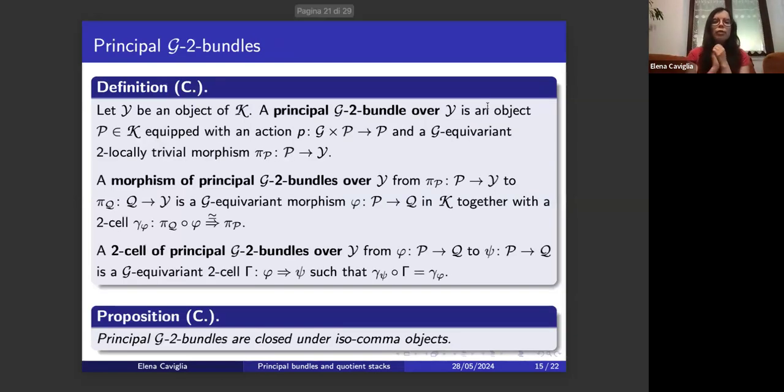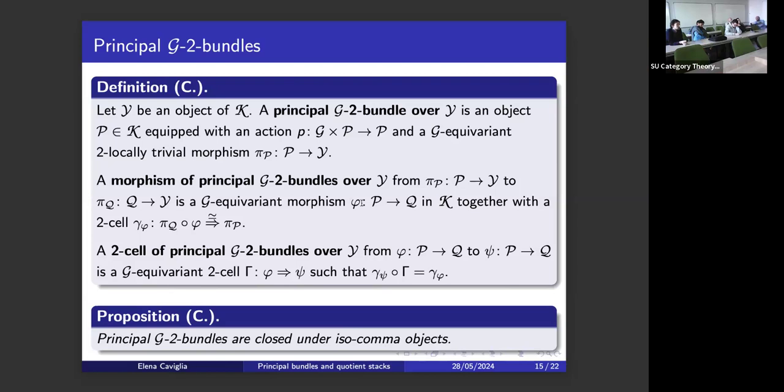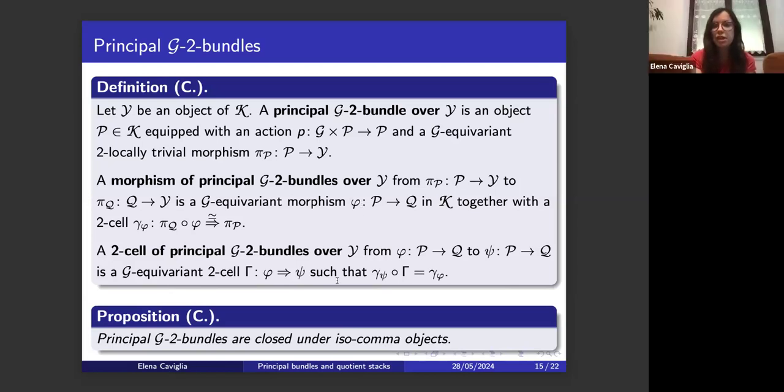And so now we can define what principal G2 bundles is just by saying that we have a G equivariant two locally trivial morphisms. And this time, principal G2 bundles over an object of the two category will form a two category. So we have morphisms and two cells between them.